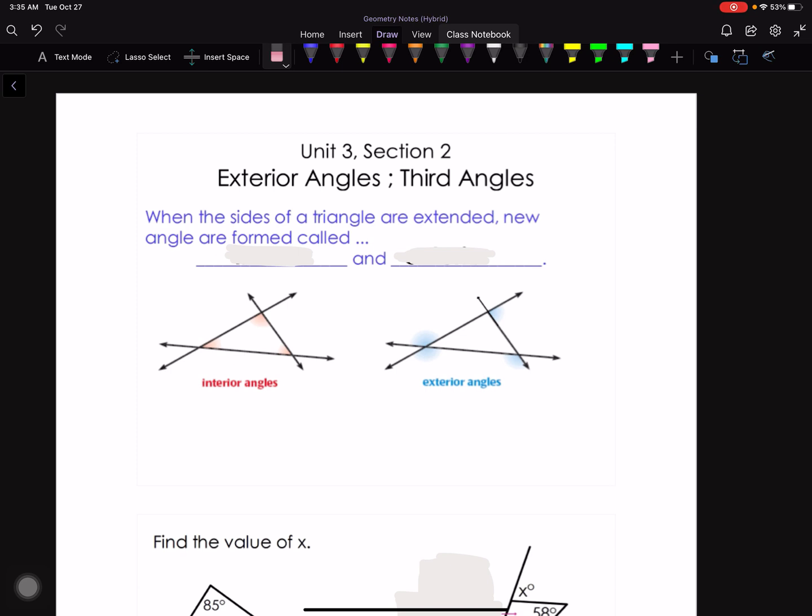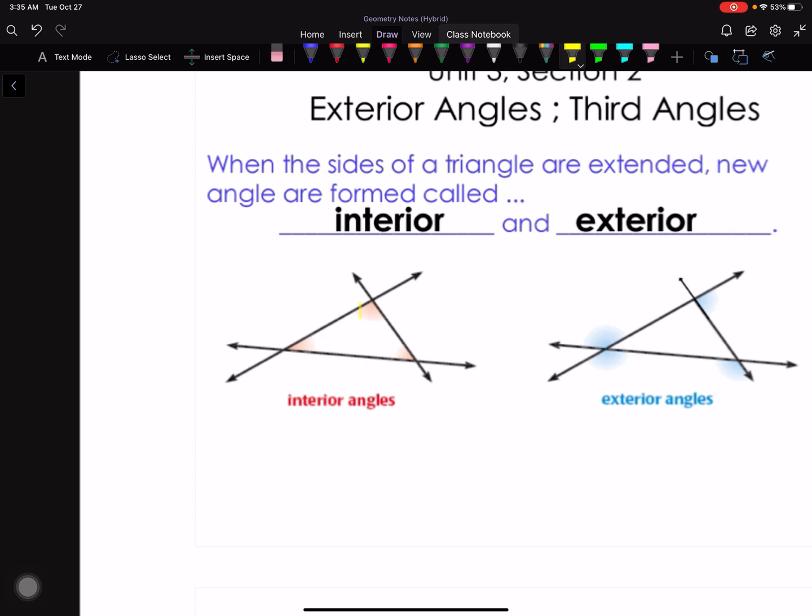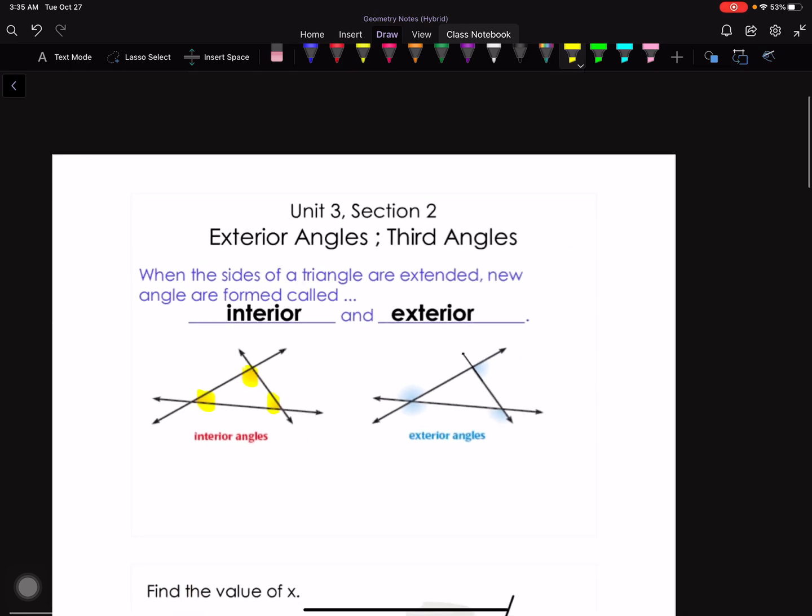So when we extend the sides of a triangle, we get some new angles that are formed called interior angles and exterior angles. Hopefully you can see here the interior angles obviously are on the inside of the triangle. The exterior angles are going to be on the outside there. Hopefully you can see the different color shading that they have for you.